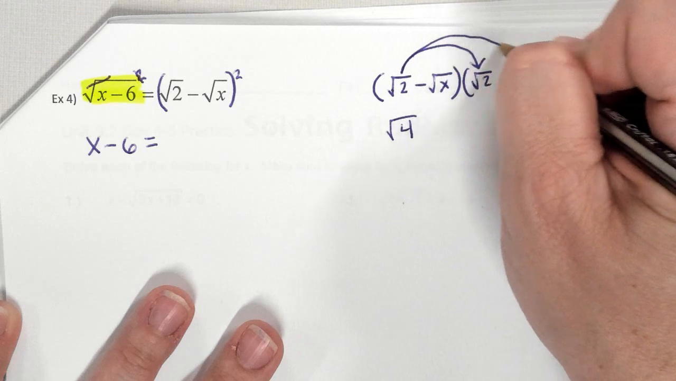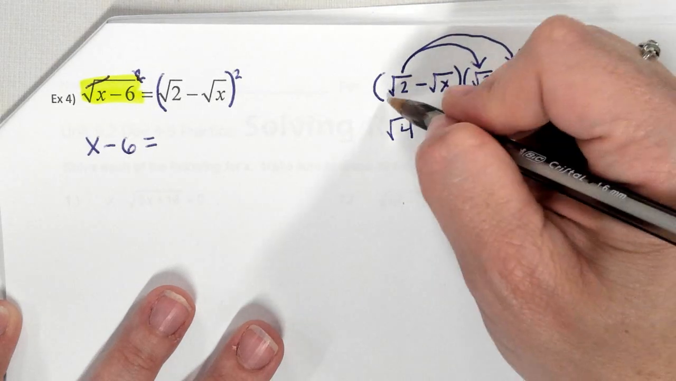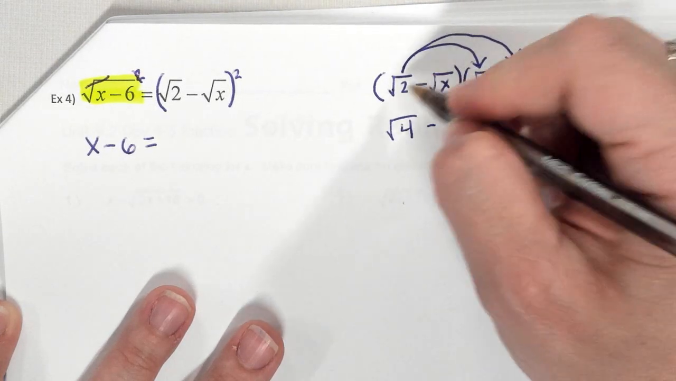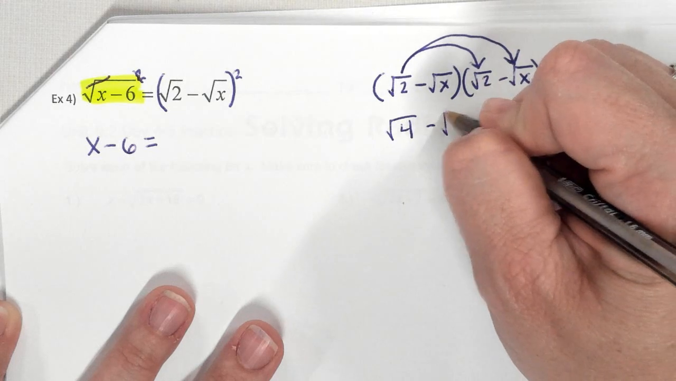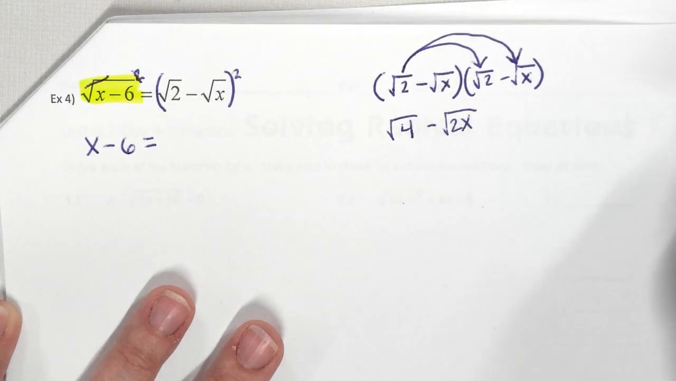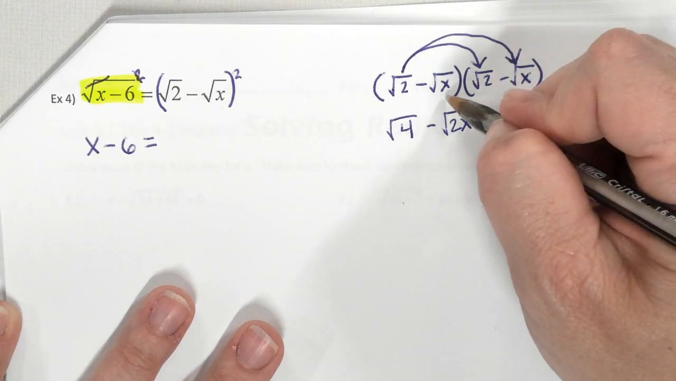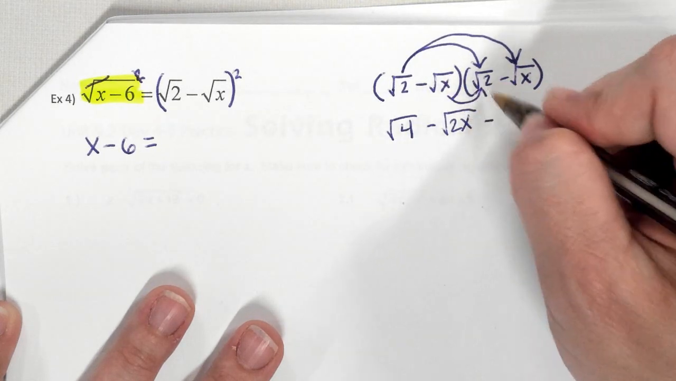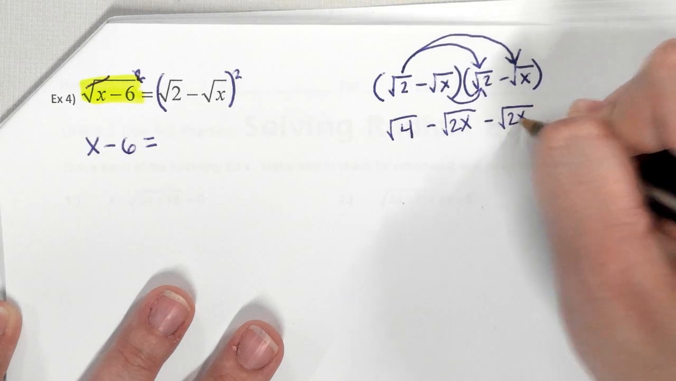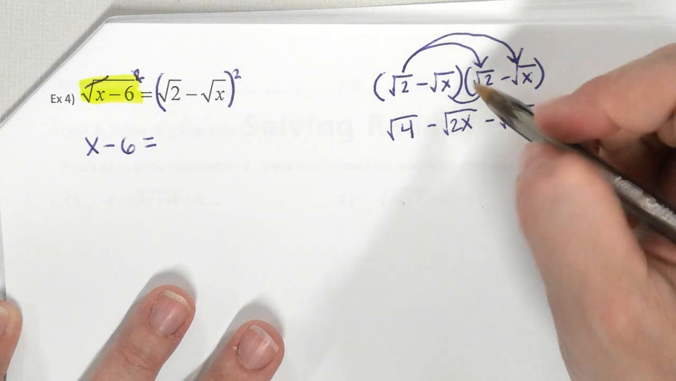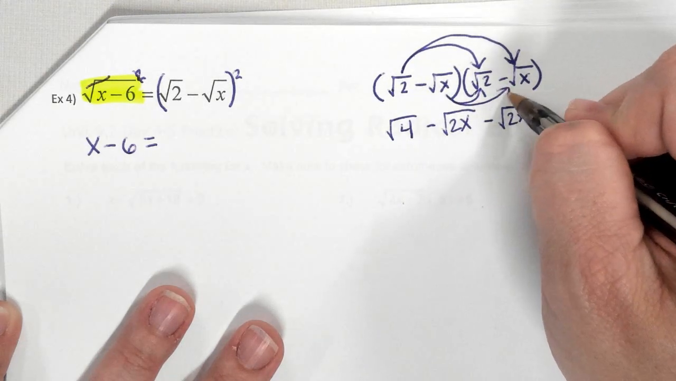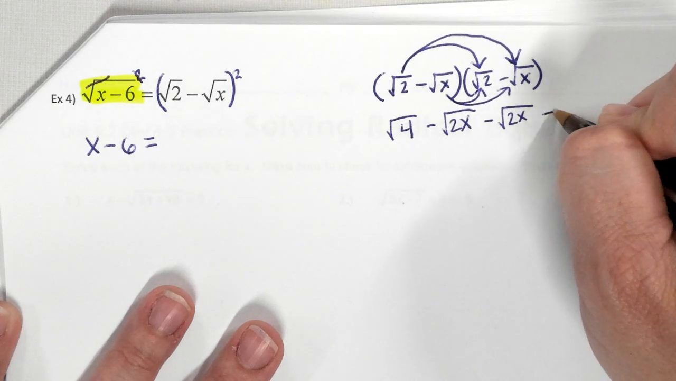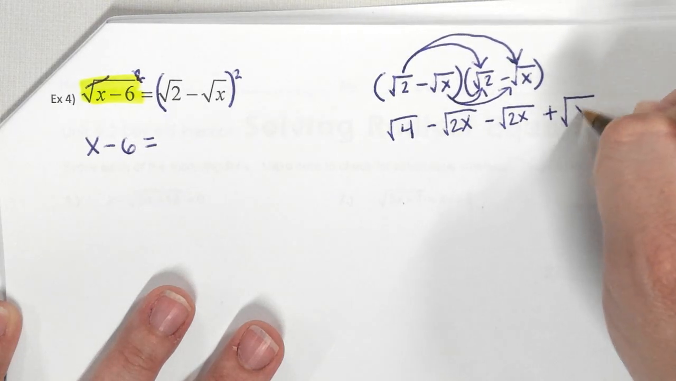Now, square root of 2 times the negative square root of x. Well, positive times a negative is a negative. And they're both in the house, so what's 2 times x? And again, negative square root of x times the square root of 2, so negative times positive is negative. X times 2 is 2x. And the negative square root of x times negative square root of x. Well, two negatives makes a positive, and then x times x is x squared.